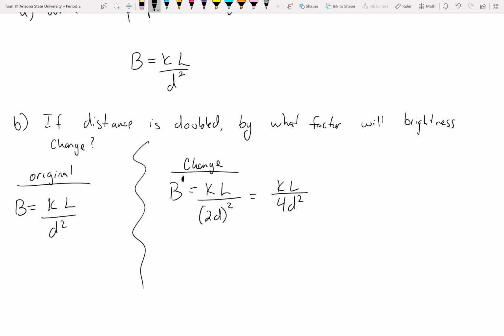Now let's take a look at the original here. I'm going to highlight it by writing it in a different color. B equals KL over D squared. What your goal is, once you do this change, is to look at your final result. Here's our final result. Can you guys spot the original expression? The original expression was KL over D squared. So in my final result, wherever there's a KL over D squared, I'm going to highlight it.